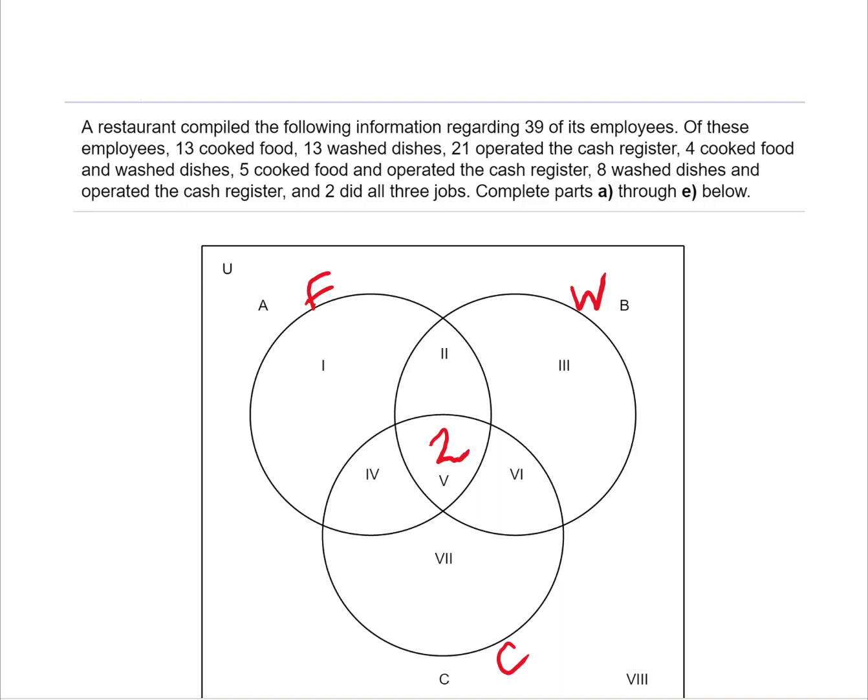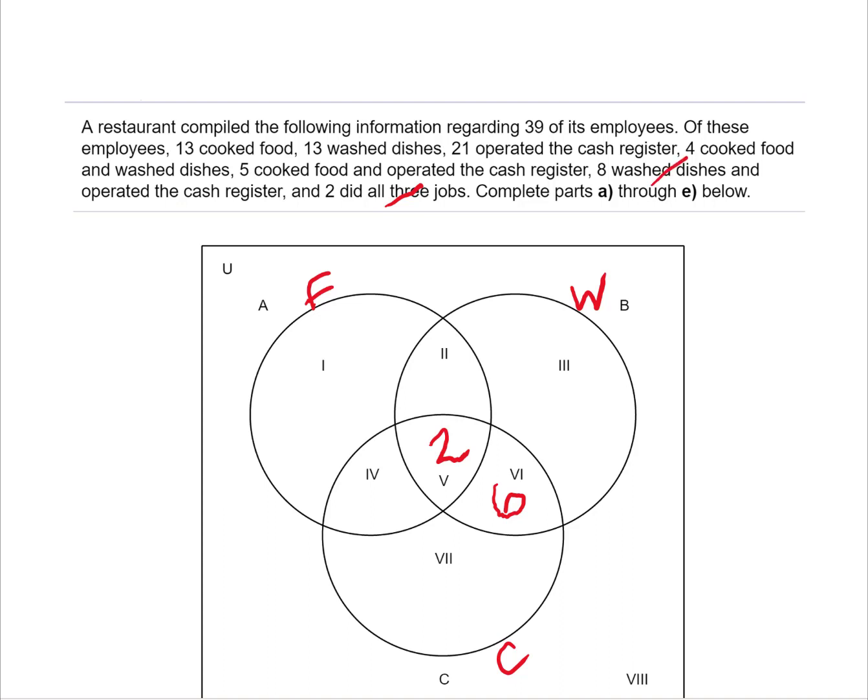And one thing I like to do when I'm working a problem like this, and it's helpful if you can print the problem out, is to go ahead and cross out the information that you've already used. So if I walk up to the next number that was given, it said 8 washed dishes and cash register. So 8 is going to be between these 2 regions here, but I've already got a 2 in there, so I'm going to put a 6 into here. So that gives me a total of 8 that do washing and cash register, but 2 of those also cook food. And I'm going to go ahead and cross that out.